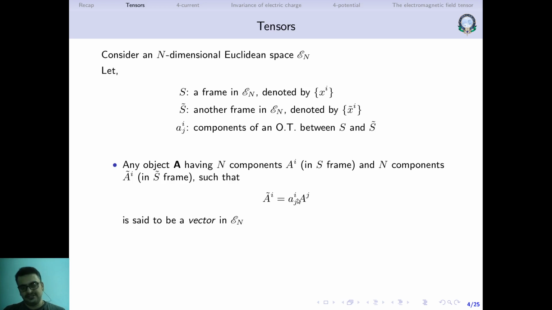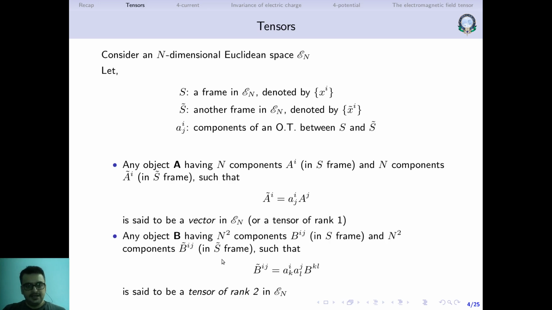So this transformation could be a translation, or it could be a rotation, and so on and so forth. Basically, it's called a vector if it transforms as a vector. But a vector is a special case of tensors. A vector is basically a tensor of rank 1. So if this object undergoes only one transformation to go to another frame, we call it a tensor of rank 1.